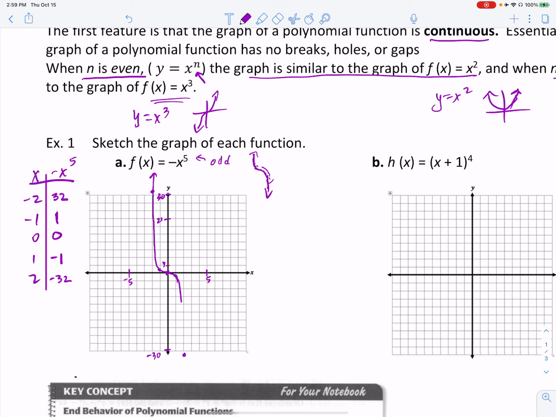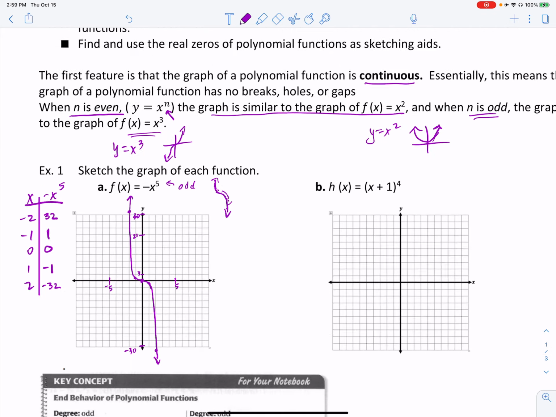We call that a change in concavity. It changes from being scooped up to scooped down at (0, 0). There's a change in concavity there. And so there's that graph.